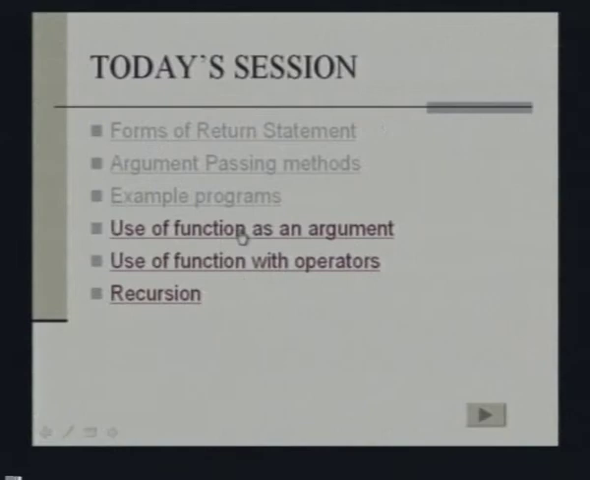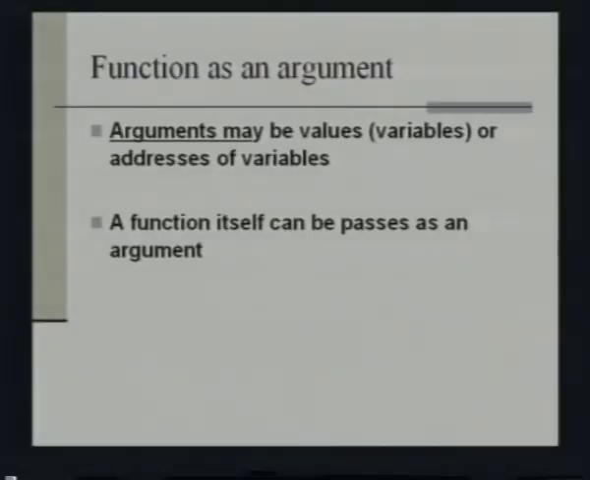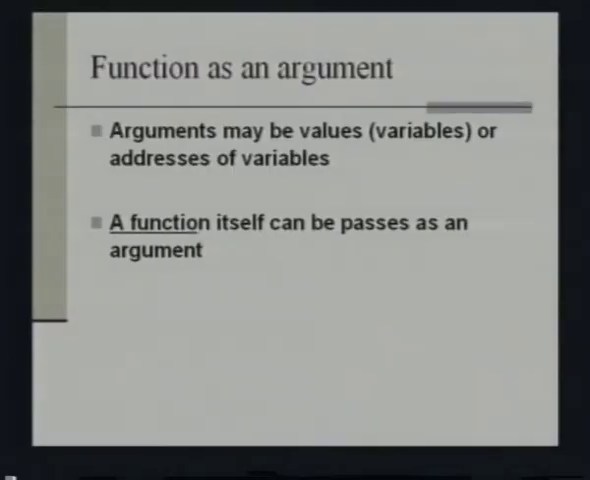Next let us move on to the use of a function as an argument. We had already seen an example in the return statement where the function was an argument. Arguments may be values of variables or addresses of variables. Even when you are using a function, we can have a value, a variable or the address of a variable. A function itself can also be passed as an argument. So when a function is passed as an argument, how does the compiler execute it?